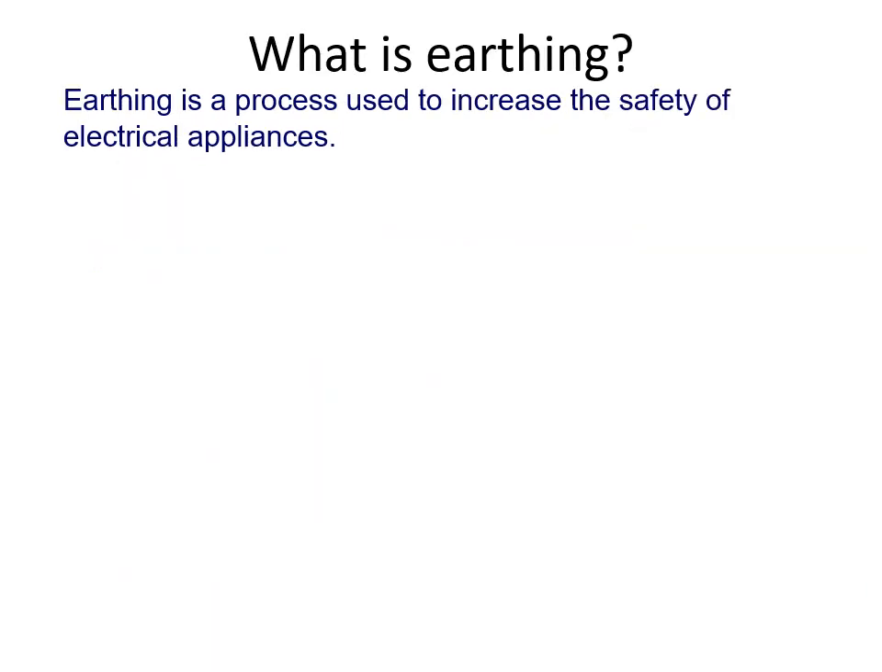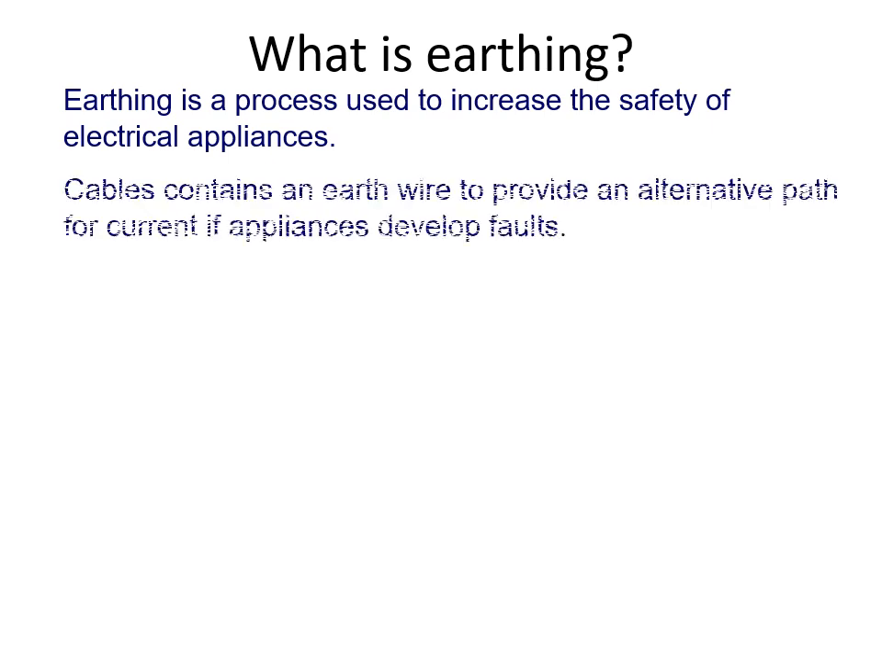So keeping all these problems in mind that we just discussed, that is why we are using earthing in these appliances. As we said before, it is one of the many methods we use to increase the safety of the electrical appliances at home. The cables that we use in the wiring for the mains electricity have an earth wire. So what does it do? As you can see here, it provides an alternative path for the current if the appliance develops a fault.